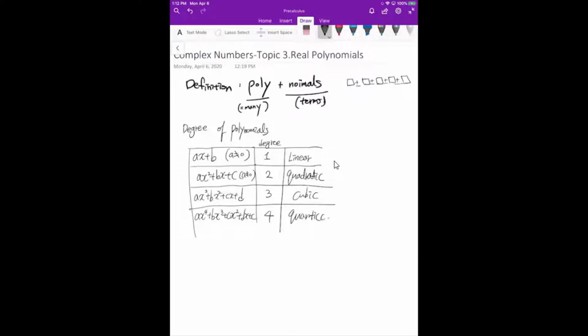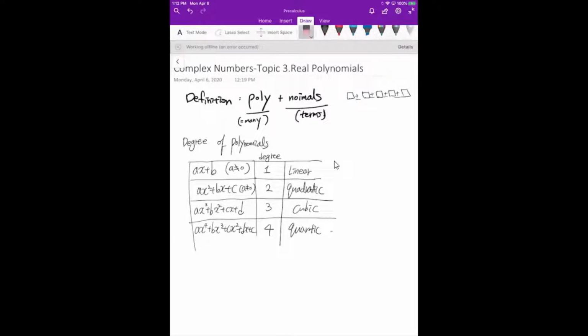And then you're not going to see a lot of polynomials with very complicated, higher degrees in most cases. Most of the time, we're going to talk about in this unit, this cubic and quartic. Okay.